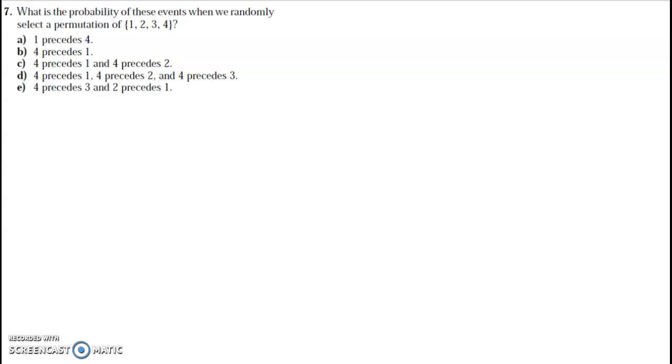Okay, so the first problem assigned was number 7. What is the probability of these events when randomly selecting a permutation of the set of 1, 2, 3, and 4? Let's go over A. 1 precedes 4. We can do it two ways.